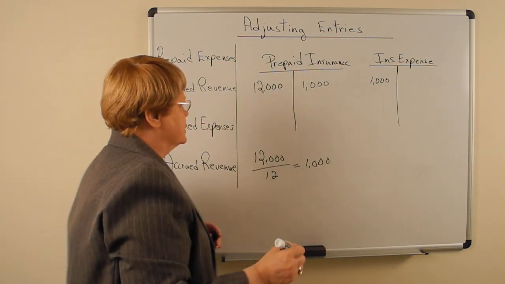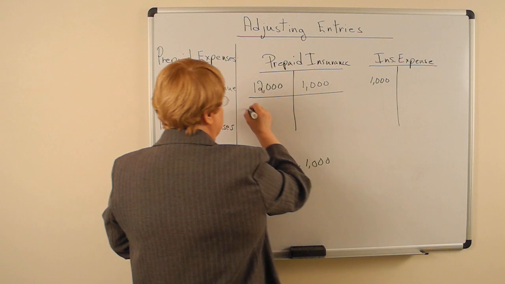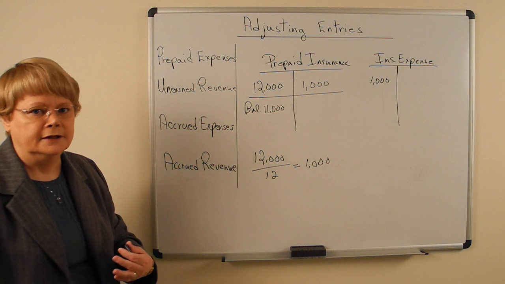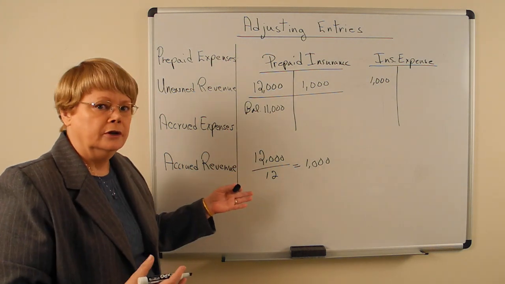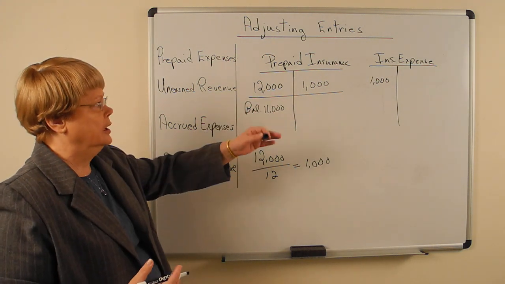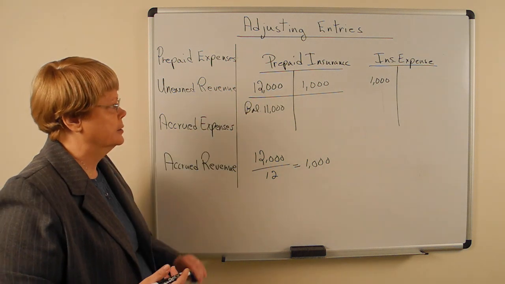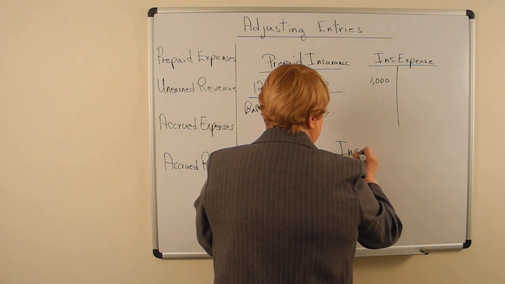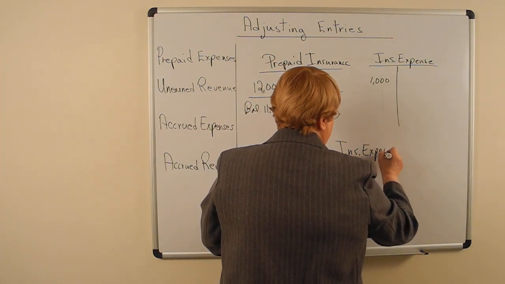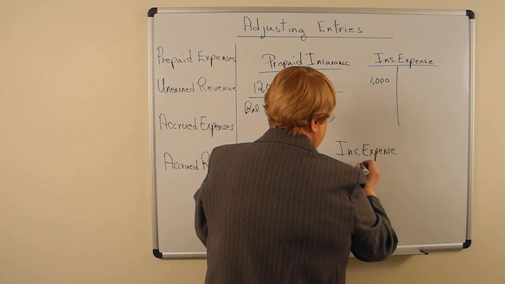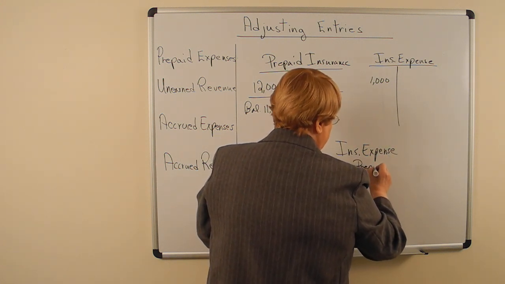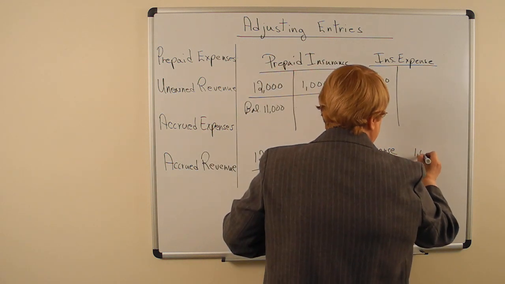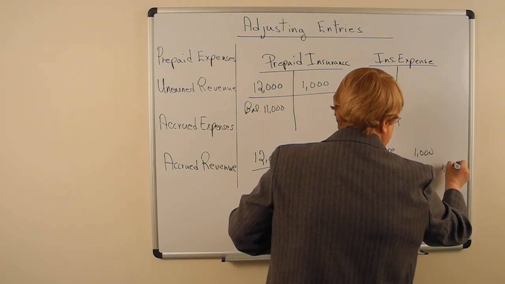Okay? Now that brings our balance in the prepaid insurance account down to $11,000, which represents the prepaid insurance for the next 11 months. But now we've already incurred the expense for this one, so we're going to go ahead and debit insurance expense and credit prepaid insurance. In journal format, that would be a debit to insurance expense. I'll abbreviate to save some space here, and a credit to prepaid insurance. Okay, and that is a $1,000 debit and a $1,000 credit.